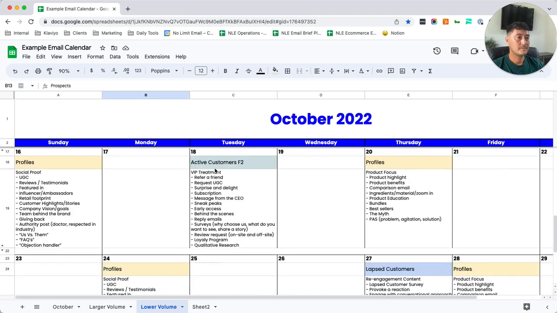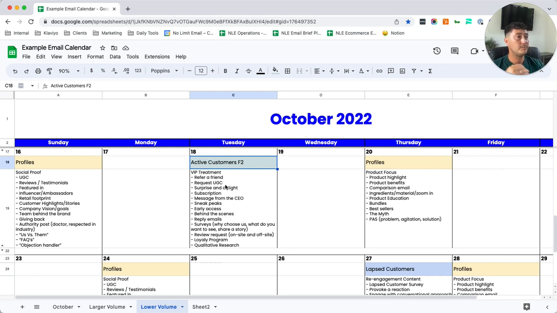After that, you can have active customers, VIPs. F2 means frequency 2. It can be anybody who's bought more than twice, it can be people who've bought more than 3, 4, 5 times, whatever it is. Give them a bit of a VIP treatment, something just for them, right? So other things you can do is refer a friend, because if they bought more than twice, they obviously like the product. So there's a high chance that they're going to refer a friend. Request user-generated content from them.